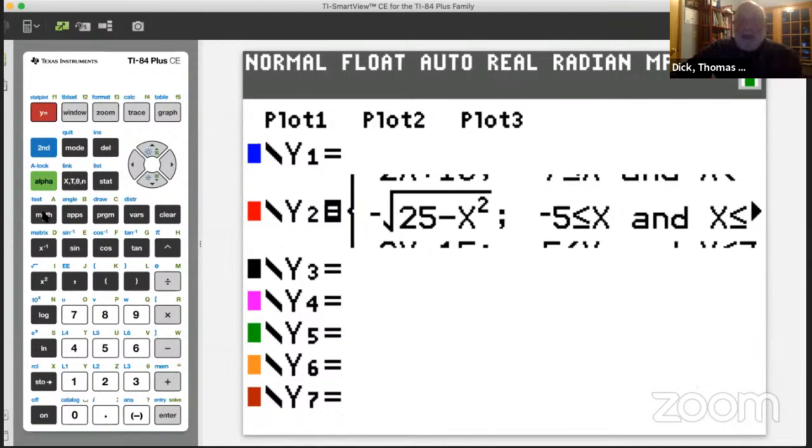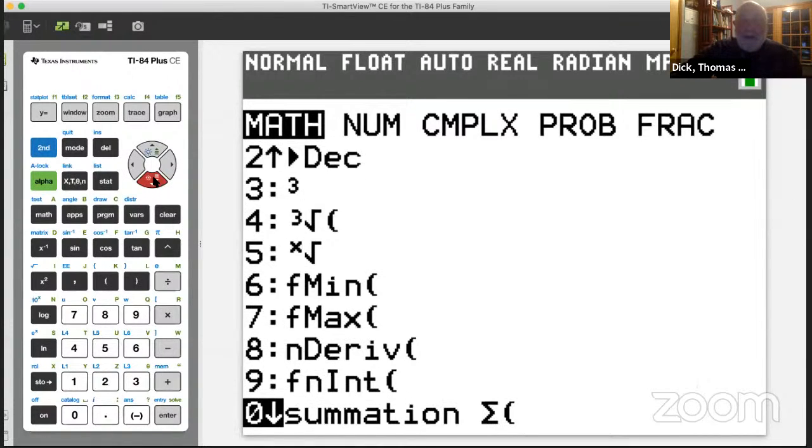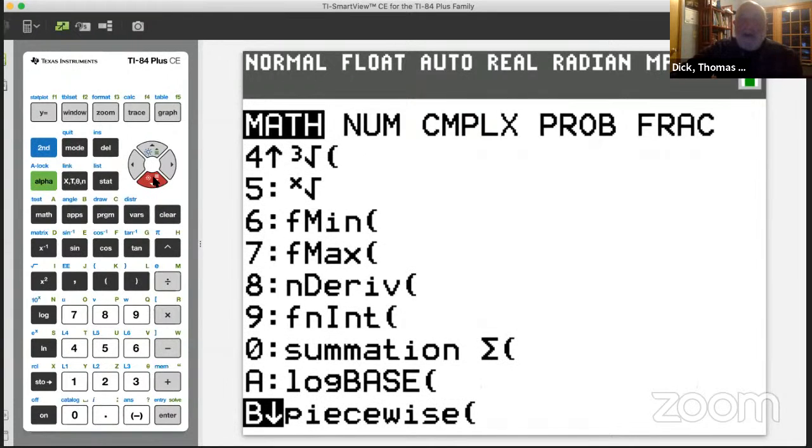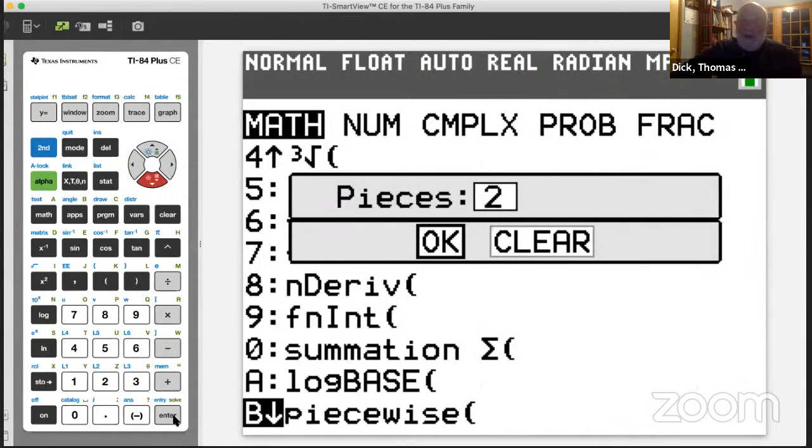If you go to your math menu on the 84 and scroll down all the way past, well, there's a numerical derivative. We're going to make use of that here in just a little bit. Definite, summation, log base. There's what we're looking for. It's that piecewise. I'll hit enter, and I get a little dialog box asking me how many pieces I want to have for my function. I'm going to go ahead and just go with 2 pieces. So I hit the left arrow, go down to 2, and then we'll enter OK.